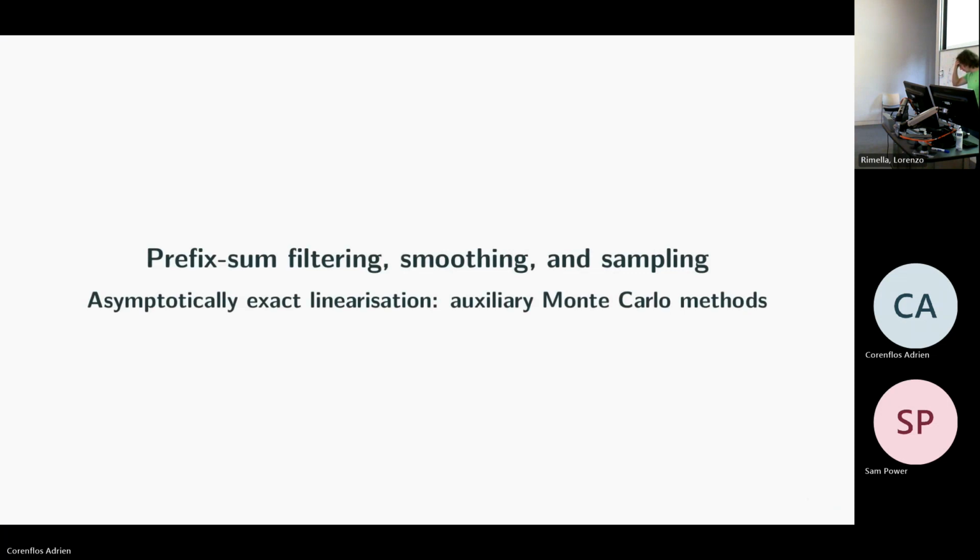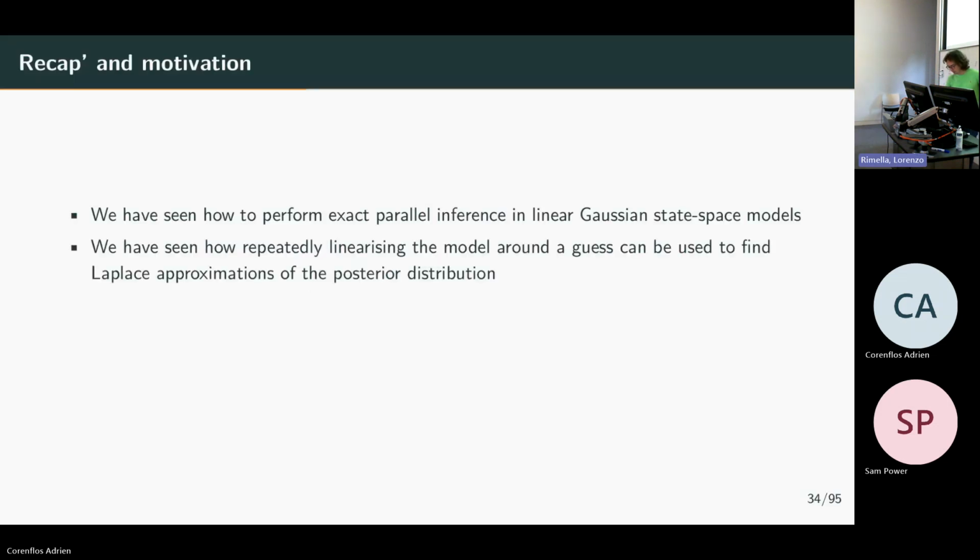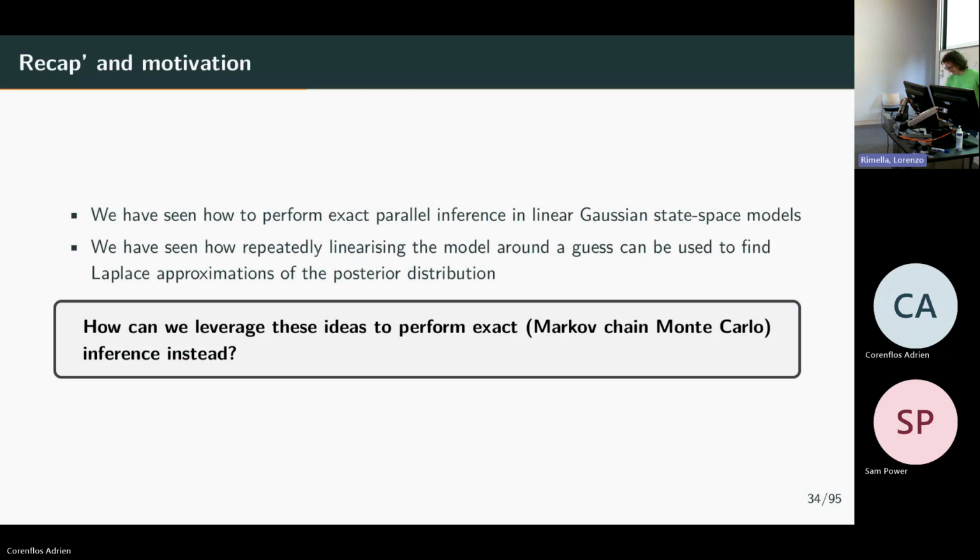Right. So we've been talking about exact, approximate Gaussian approximations, essentially variational methods, right? But can we use that kind of methodology to do exact inference in state space models, specifically MCMC, right? The answer is yes, and it relies on something called auxiliary variable methods. Yeah, that's what I just said. Okay, yeah.